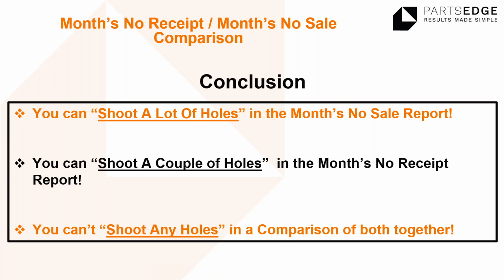And it's like you have a lot of explaining to do with some of these anomalies of these really high age parts. Now, I can still shoot a couple of holes in the months no receipt report, but a lot less than I can in the months no sale report. But I'll tell you what, and this is the conclusion and the crux of the whole thing, you can't shoot any holes in a comparison of both together, months no sale versus months no receipt.